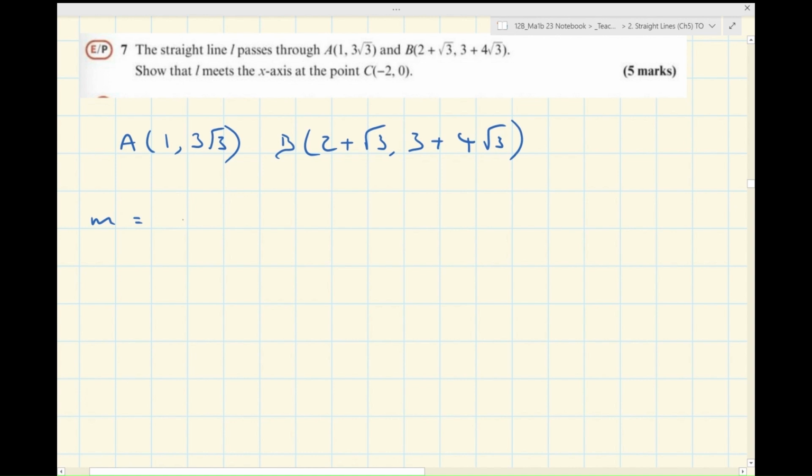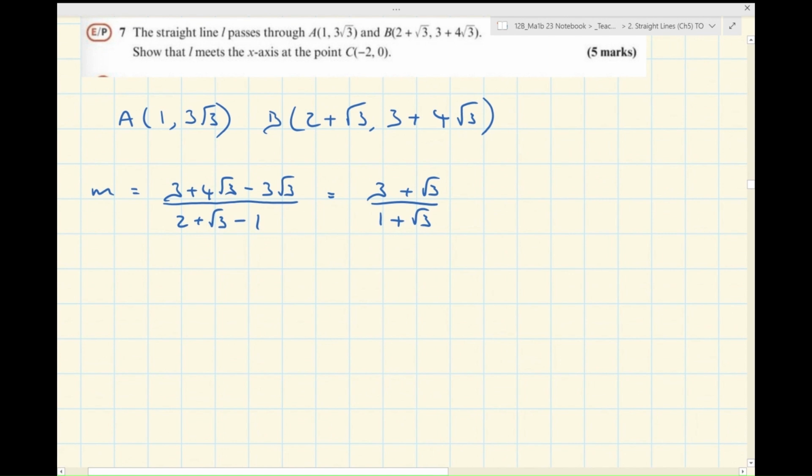So the rise, the y-coordinate of B, subtract the y-coordinate of A, over the x-coordinate of B, subtract the x-coordinate of A. Let's simplify that. 3 plus root 3 over 1 plus root 3. Let's take that even further. Let's rationalize the denominator. It's bound to make things easier in the long run. So I'm going to multiply top and bottom by 1 minus root 3.